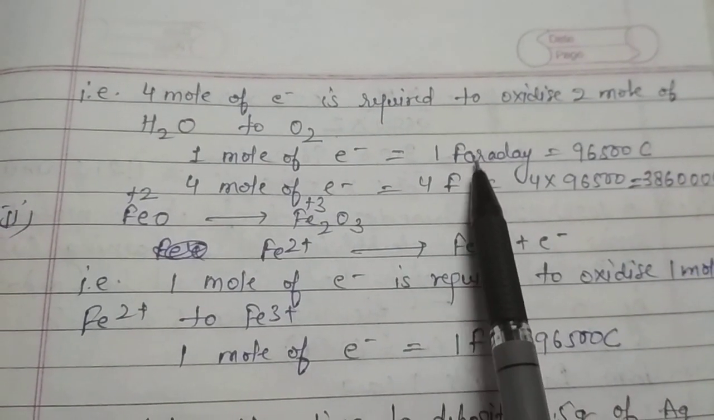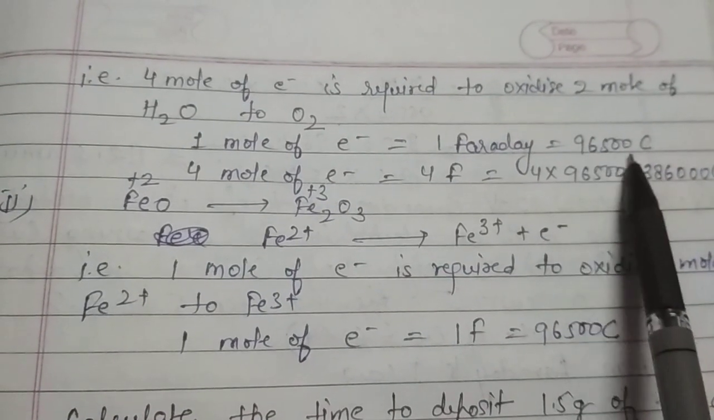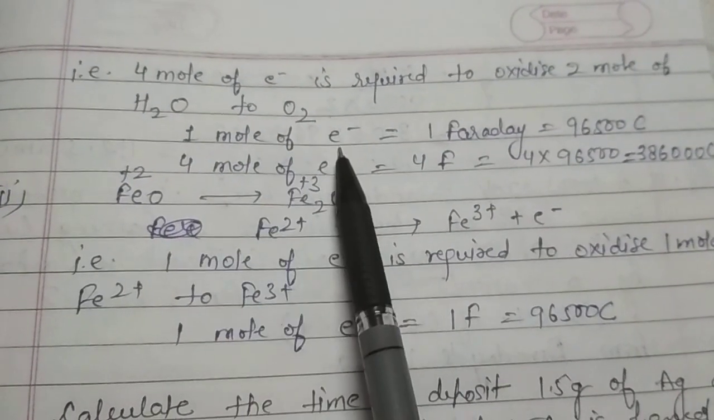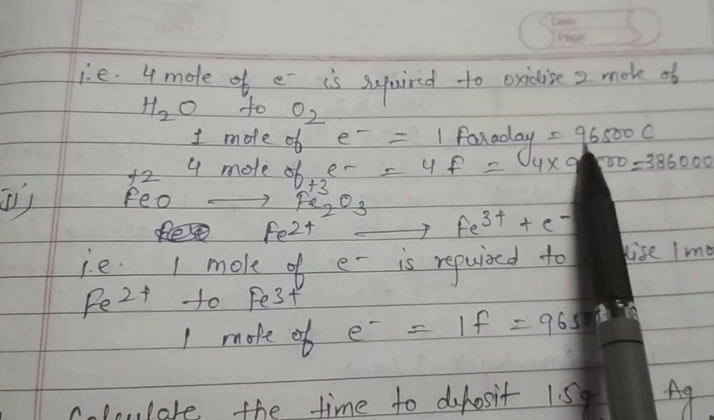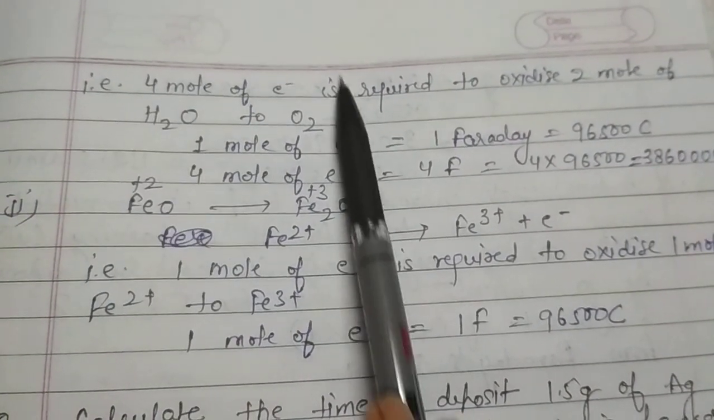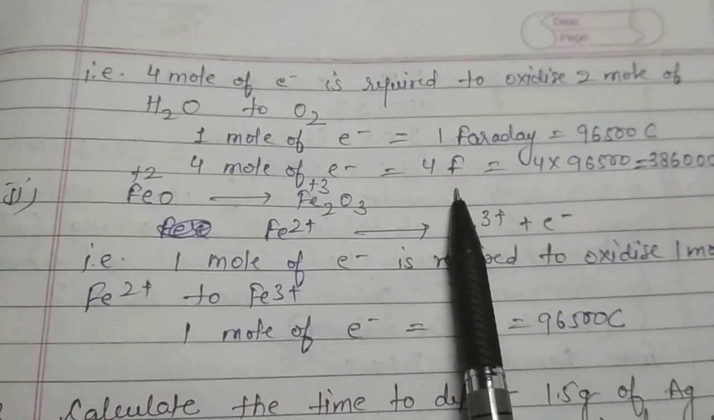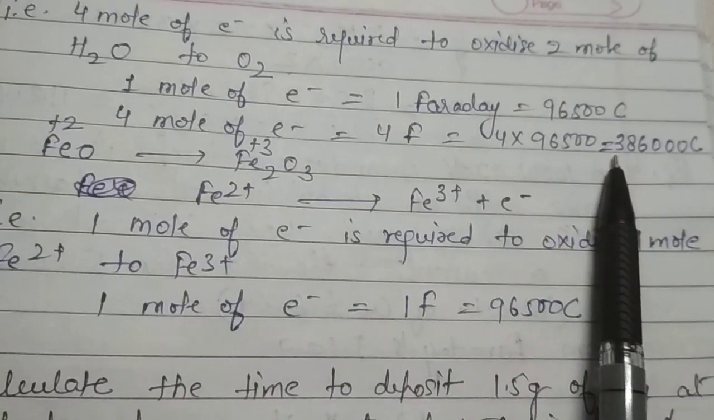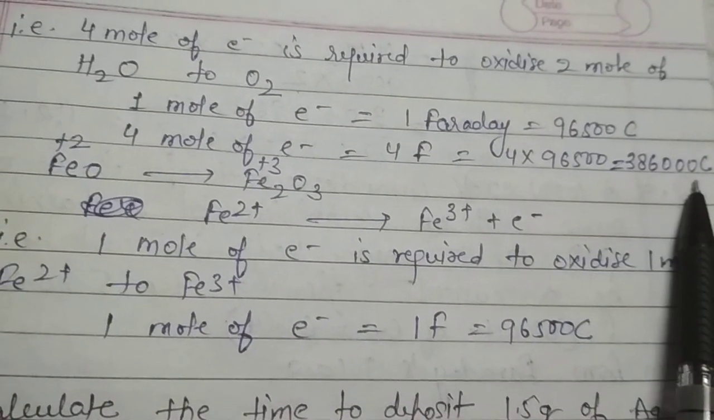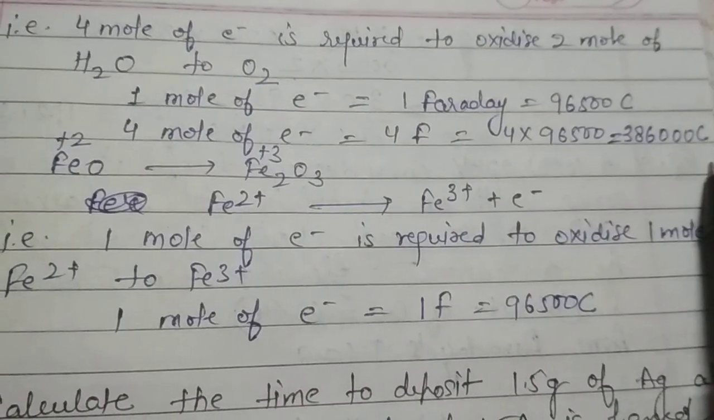That also we have discussed in the previous videos, and that is equal to 96,500 coulomb. We have already proved that the charge of 1 mole of electrons is 96,500 coulomb. So here, as we need 4 mole of electrons, 4 mole of electrons' charge would be 4F, and it would be equal to 3,86,000 coulomb.